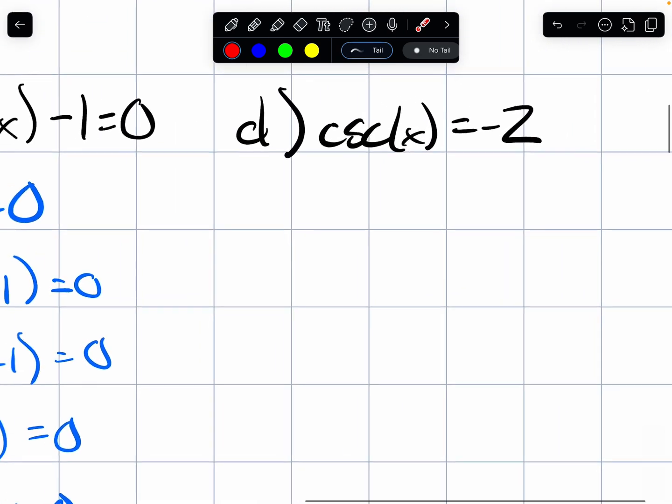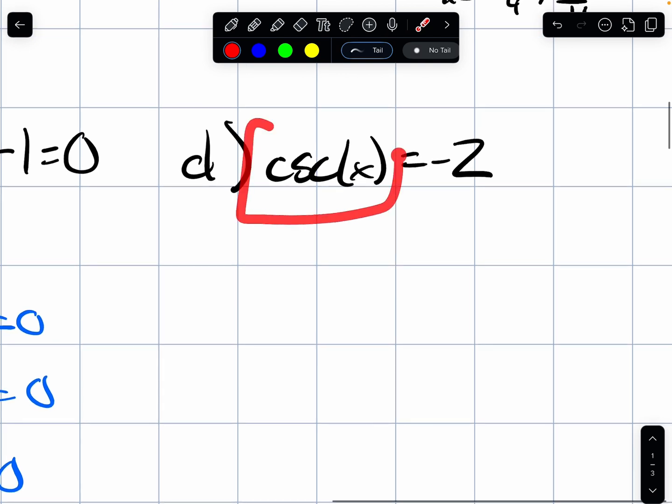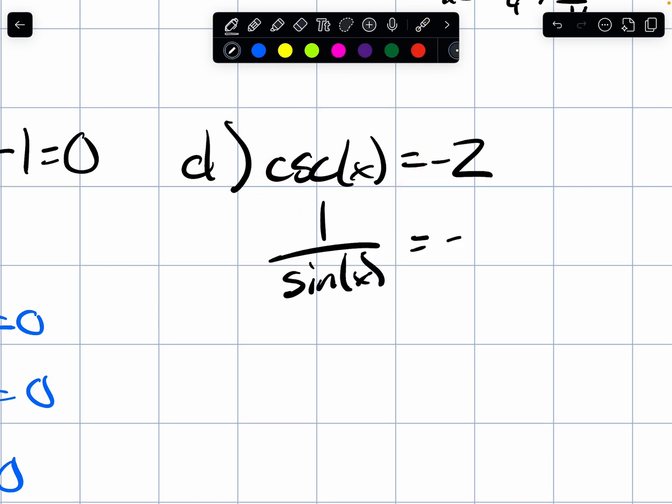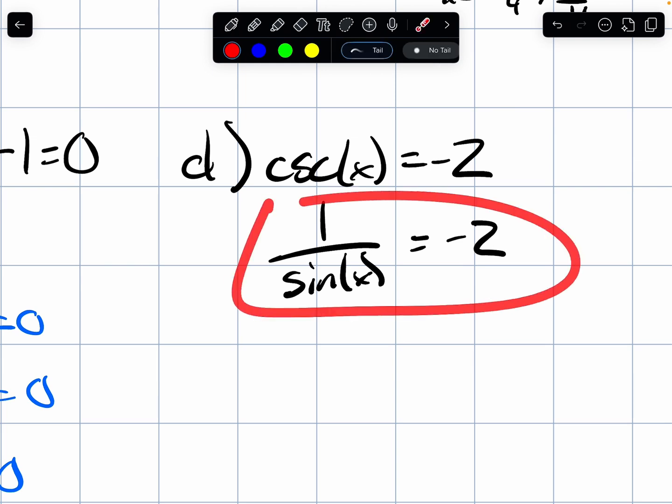Lastly, with D, listen, I don't ever use cosecant in my classes. I don't teach my students to use cosecant. I don't want them to memorize what it is on the unit circle because they already have the sines and the cosines memorized on the unit circle. So what I say is, we know that cosecant is equal to something that we do know. It's 1 over sine. So if I write it like this, now I just basically have to solve this equation, which is really not that bad.